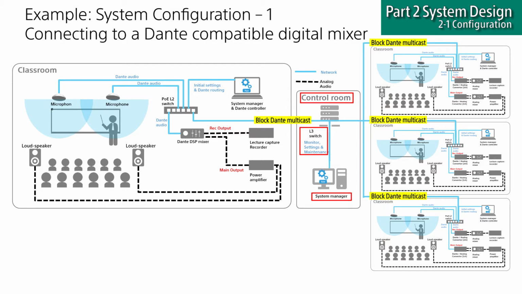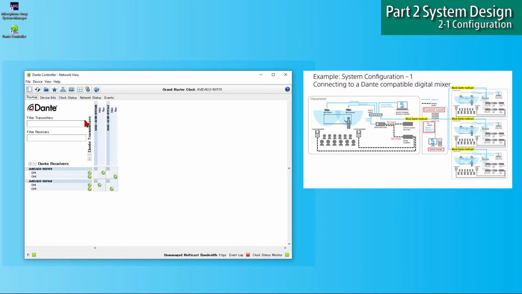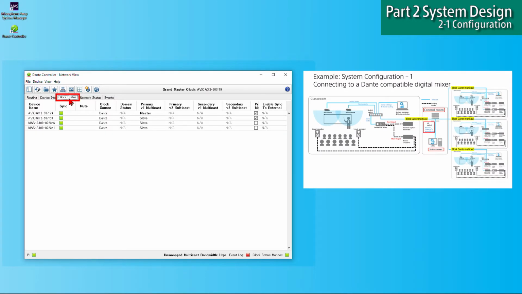Later, you will learn the detail of Dante controller, but let me introduce how to check the status of Dante network. This is the Dante controller. Open clock status, and then check only one Dante device indicates master. If there are two or more, interruption occurs.